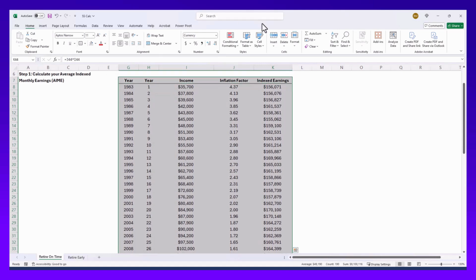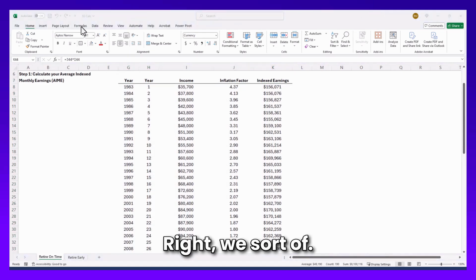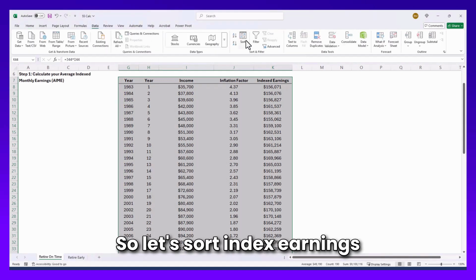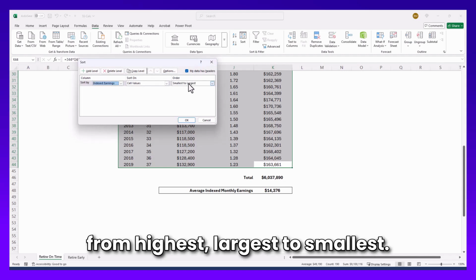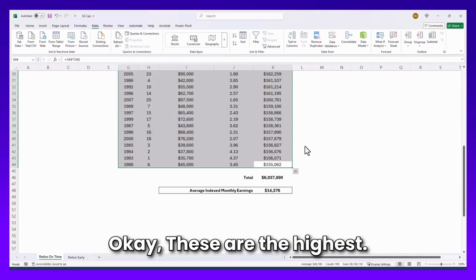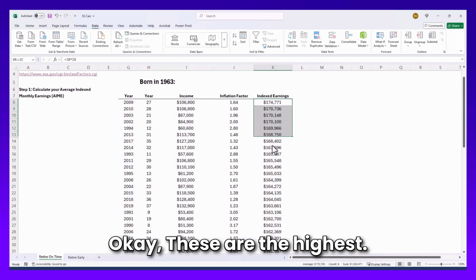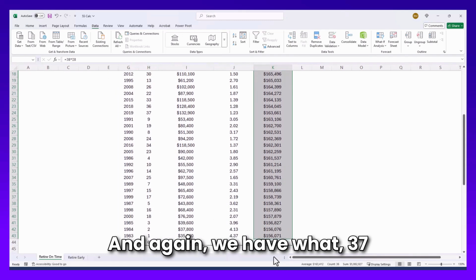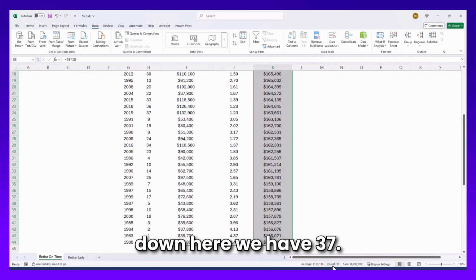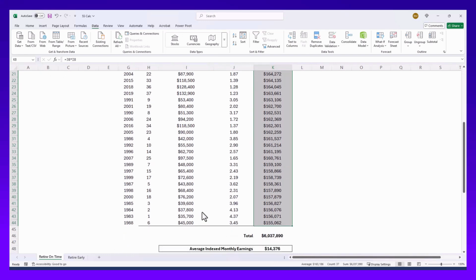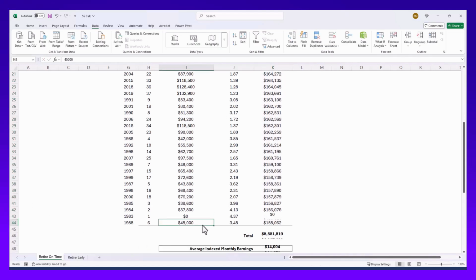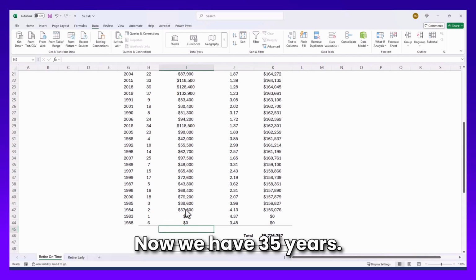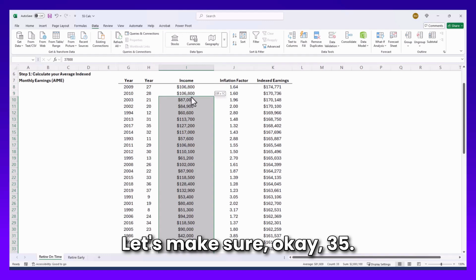So what do we do? We sort. Let's sort the indexed earnings from largest to smallest. These are the highest. And again, we have 37 down here. We only need 35, so we're going to kick out the bottom two. We don't care. Now we have 35 years of earnings. Let's make sure. Okay.